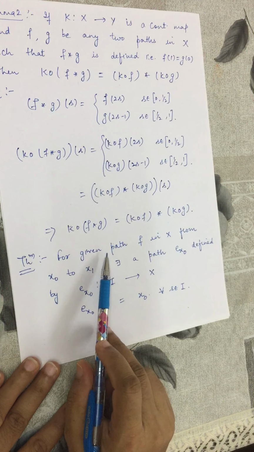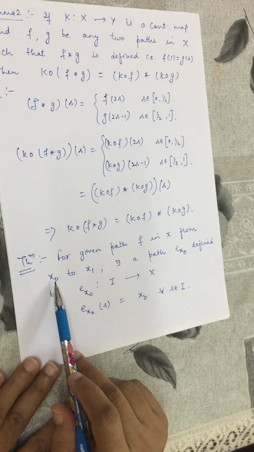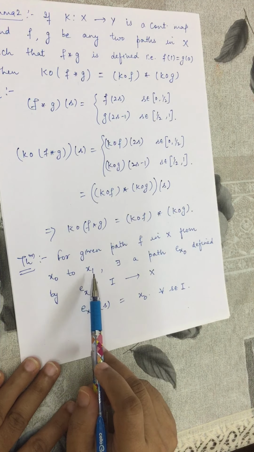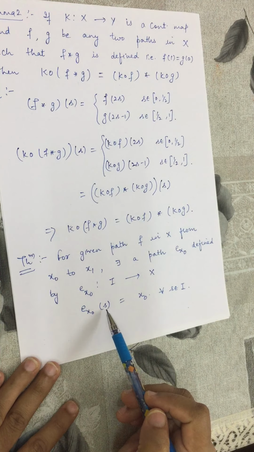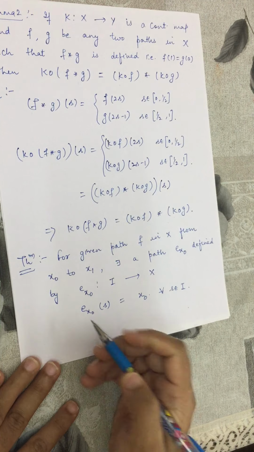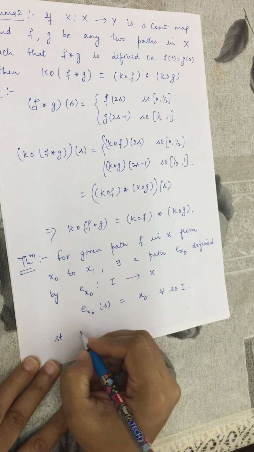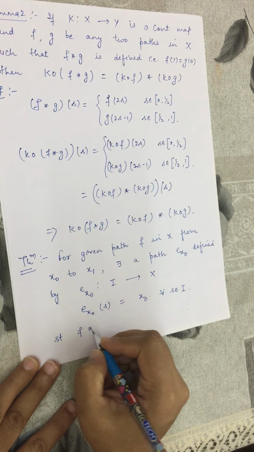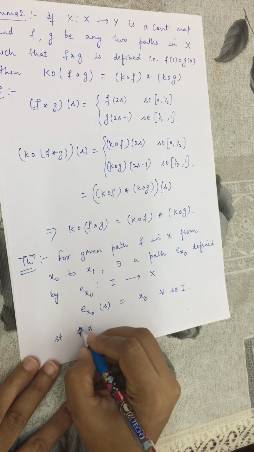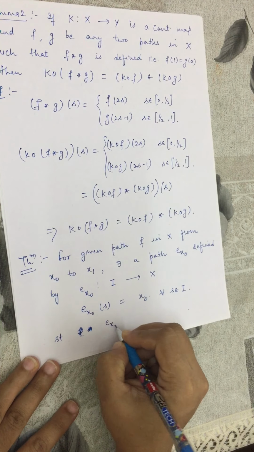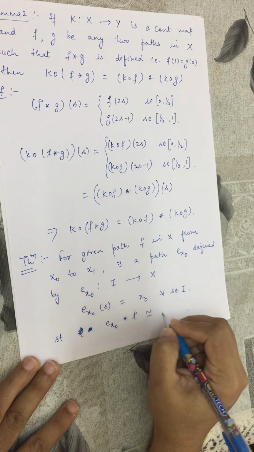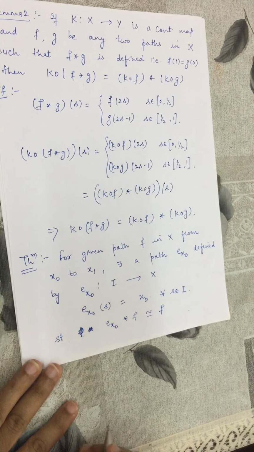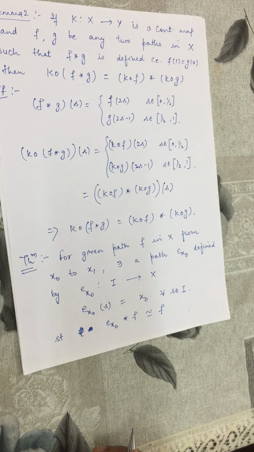So we have to prove that for a given path f, which starts at x0 and ends at x1, there is a path e_x0, the constant path which maps all of s to x0, such that e_x0 star f is homotopic to f.